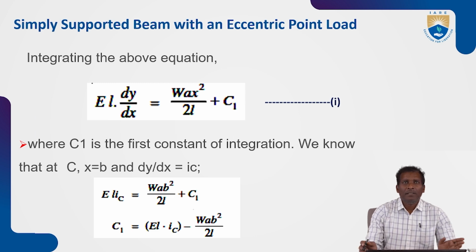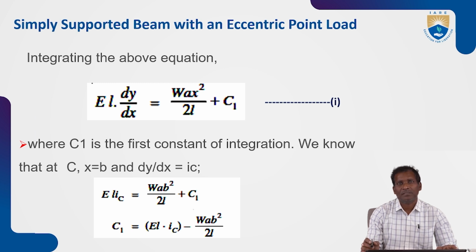First integrate the above equation. Here the constant C1 is the first constant of integration. Find out C1, and you will get the slope. Again integrate, double integrate, and you will get the deflection. The second constant is C2. Find the C2 value by applying boundary conditions, that is, constraints.